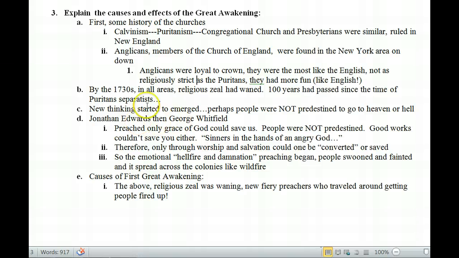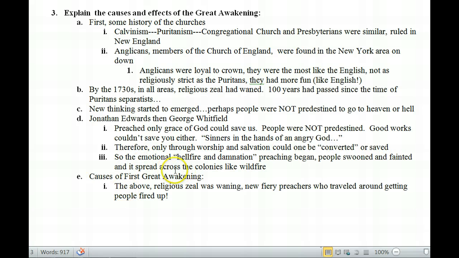Where was I? So new thinking emerged. Okay, we did that. So Jonathan Edwards, these guys preached that only the grace of God could save us. People were not predestined. Good works couldn't save you either. You just had to be as holy as possible. Therefore, only through worship and salvation could one be converted or saved.